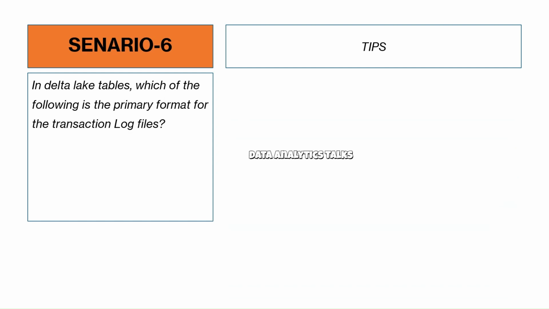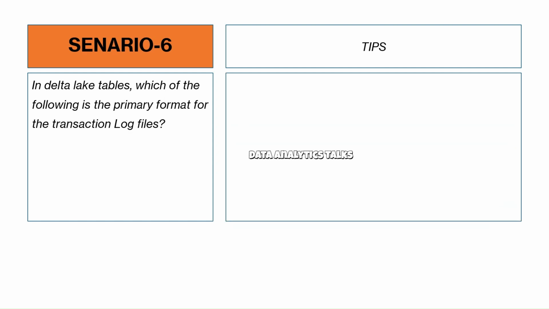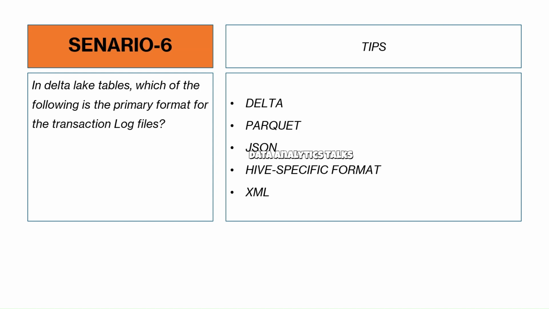So scenario 6: for Delta Lake tables, which of the following is the primary format for transaction log files? Now maybe you get confused. It is not asking about the data file, it is asking about the transaction log file. The data file, of course, we know is stored in Parquet file format, whereas the transaction log files are stored in: Delta, Parquet, JSON, Hive specific format, or XML. So remember that transaction logs are stored as JSON.